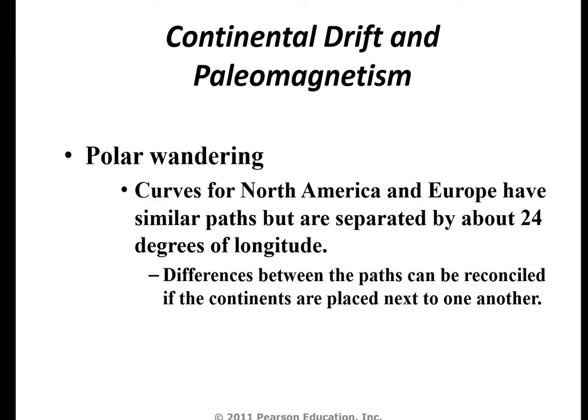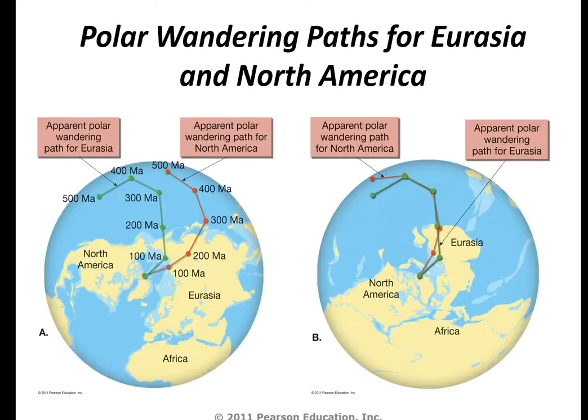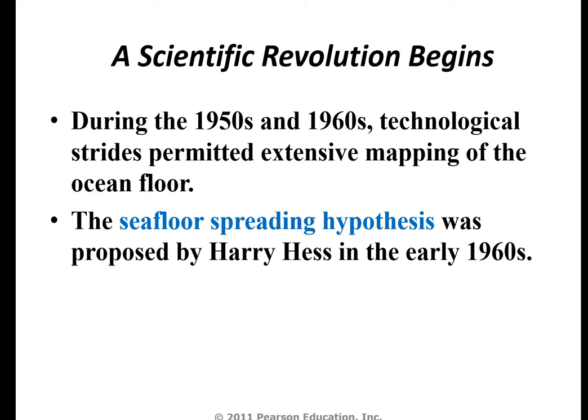We know that the poles for North America and Europe have similar paths, separated by about 24 degrees of longitude. And this difference can be accounted for if we go backwards 200 million years ago to the time of Pangaea and see the continents put back together. So during the 50s and 60s, a lot of technology came to be that would provide mapping of the ocean floor. And so we came up with an addition to the hypothesis, the seafloor spreading hypothesis, proposed by Harry Hess in the early 1960s.